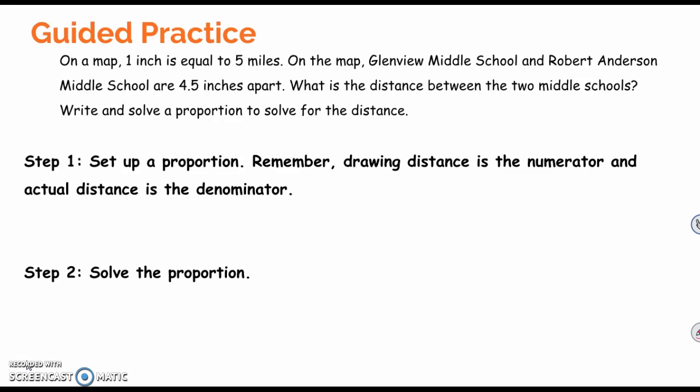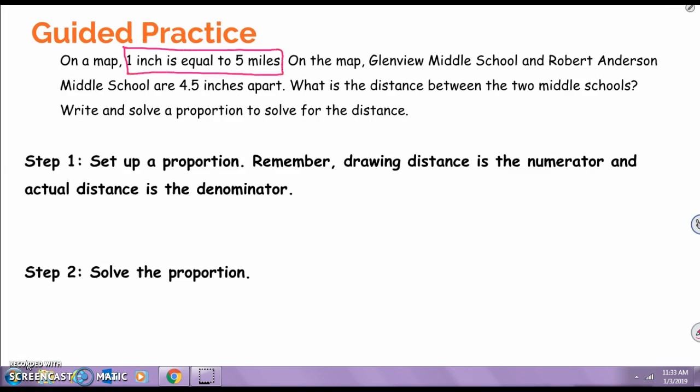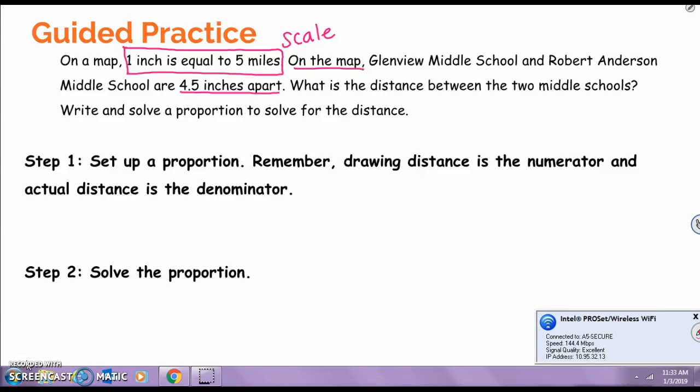The first part of our problem allows us to find the scale. It says on a map, 1 inch is equal to 5 miles. So this is our scale or scale factor. We also see that it says on the map, Glenview and Robert Anderson are 4.5 inches apart. So on the map means this is the scale size. What is the distance between the two middle schools? That means we're trying to find the actual distance between the two middle schools.